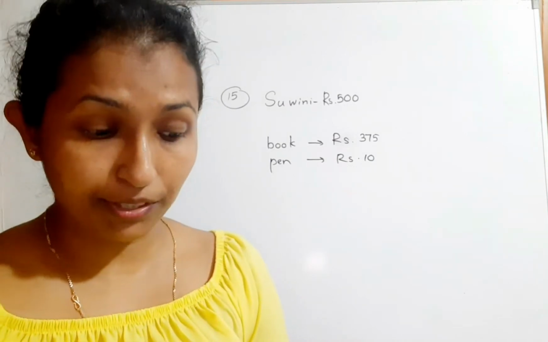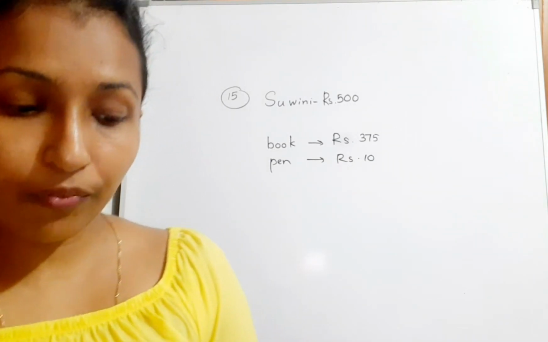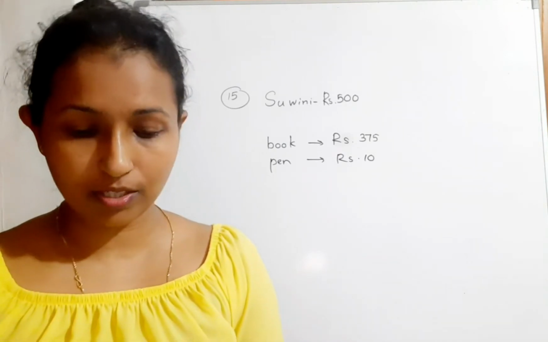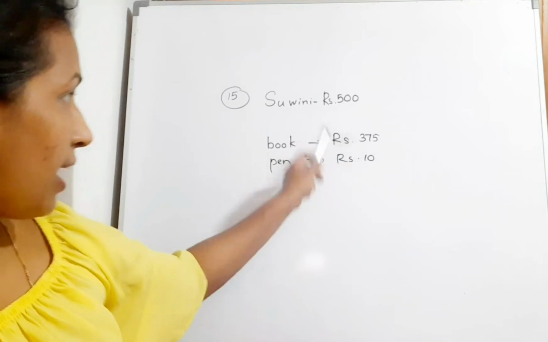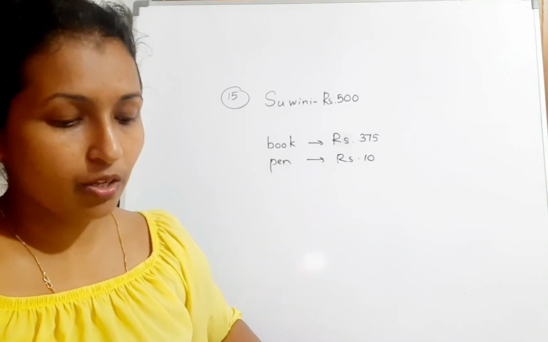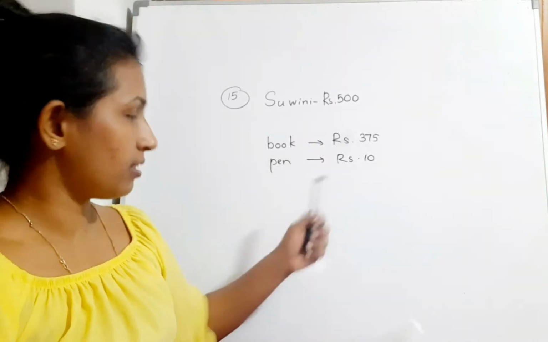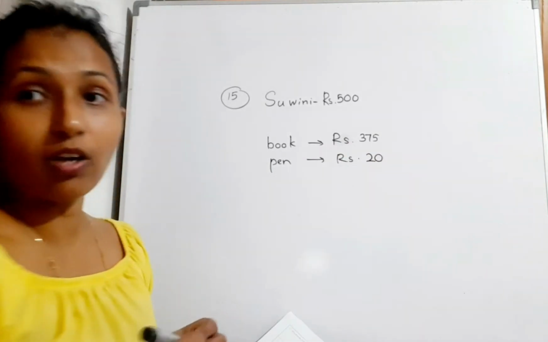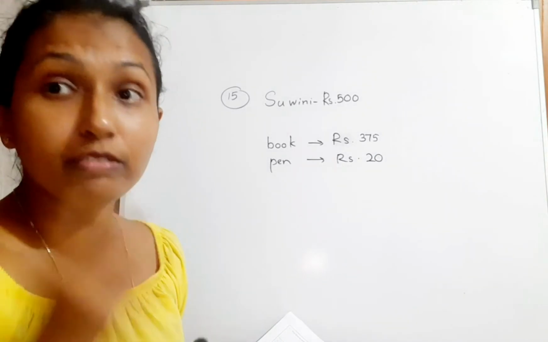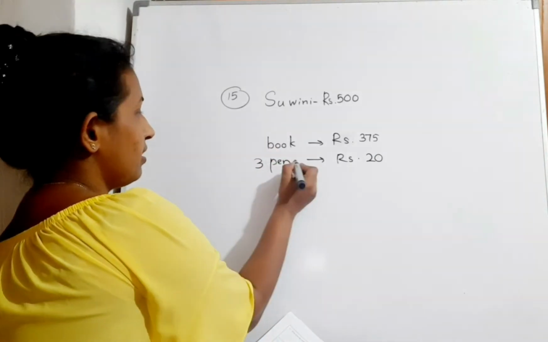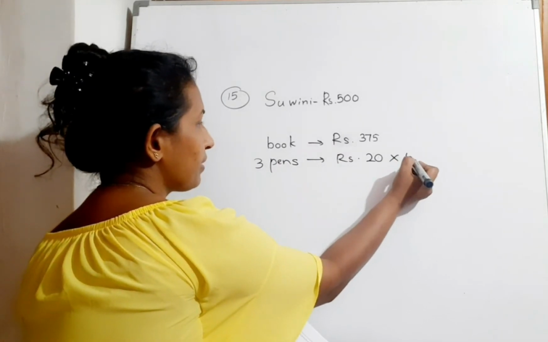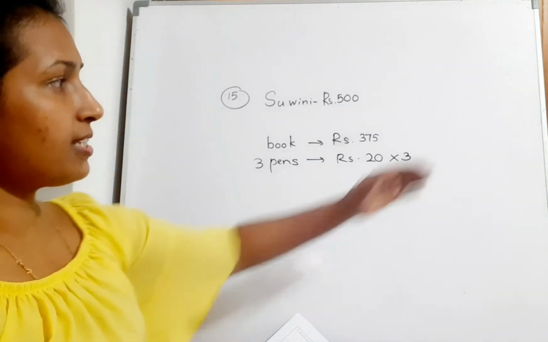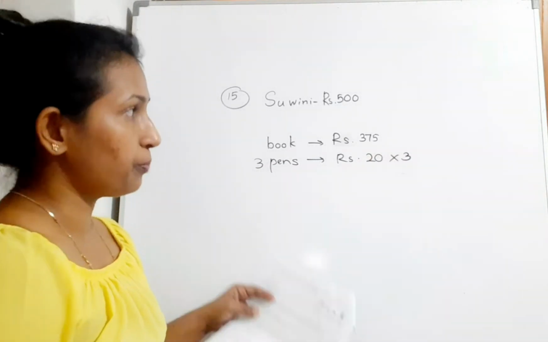In the 15th question, they have given: Suvini has 500 rupees. Find the balance if she bought a book costing 375 rupees and 3 pens of 20 rupees each. 1 pen costs 20 rupees, but she has bought 3 pens. Then here you have to multiply it by 3. Then what is the total cost she had to pay?